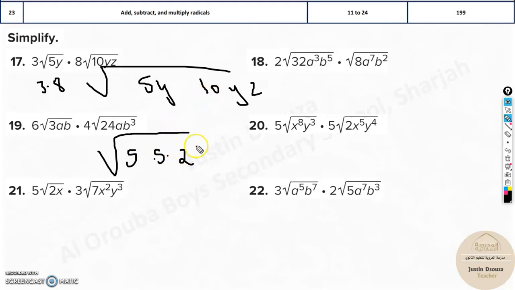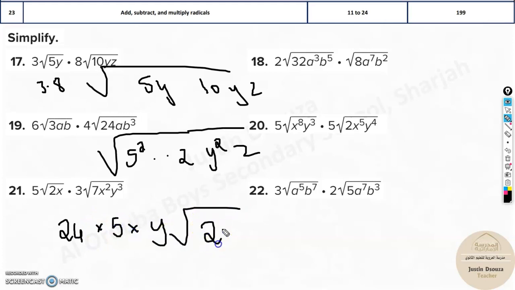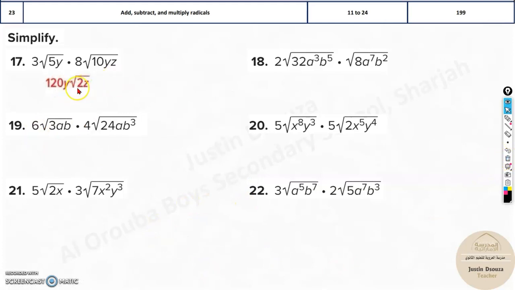Why? 10 is 5 times 2. And then there is y and y, that is y square and z. Now this 5 and 5 is 5 square. Now look, what all is removed out. 3 into 8 is 24. 5 is removed out, multiply by 5, multiply by y, and you're remaining with 2z. So the final answer would be 120. 24 times 5 is 120, y root 2z. So that's the answer.